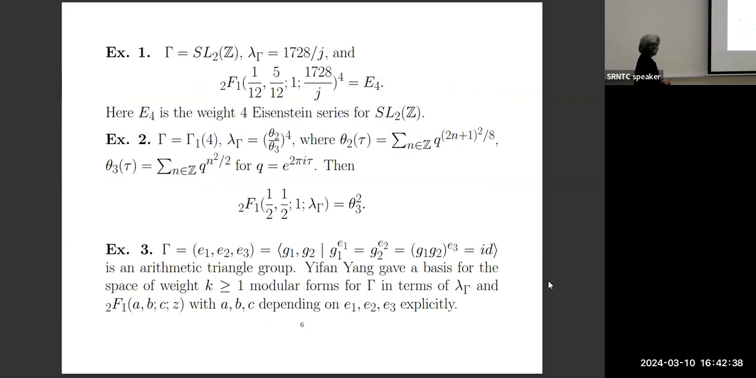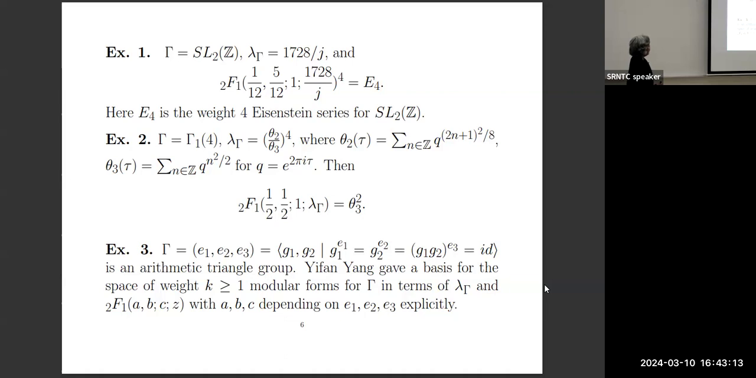So for instance, if we take the group to be SL2R, normally we take the parameter to be the J function, but here let's take 1728 divided by J. That's also a parameter. And we know that SL2Z doesn't have a modular form of weight 1, and the lowest weight is 4. That's the Eisenstein series E4. Indeed, that is 2F1 evaluated using this lambda raised to the 4th power. So that gives us a modular form.